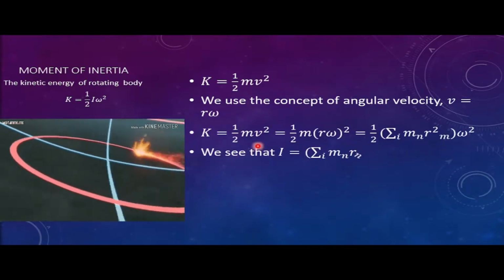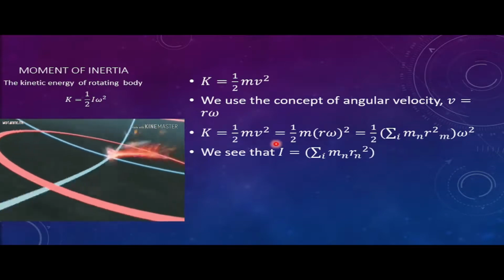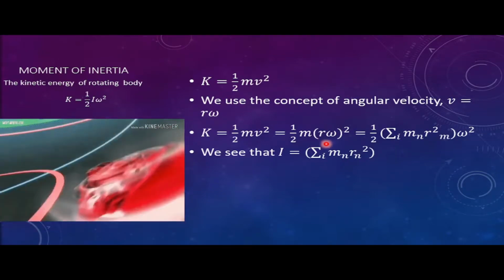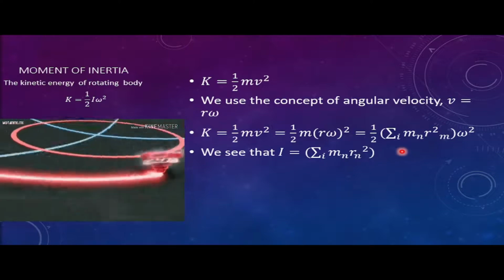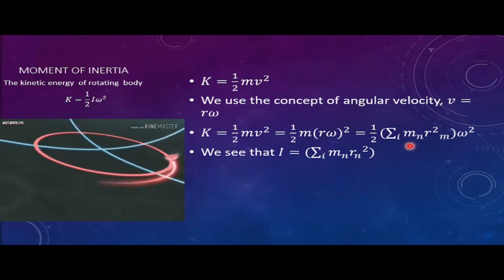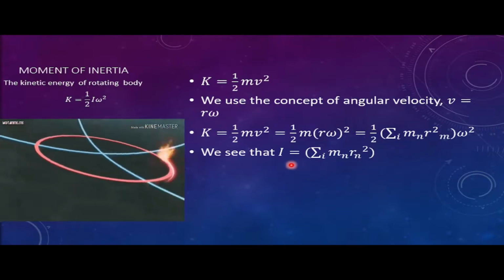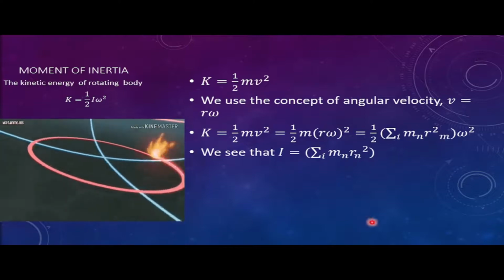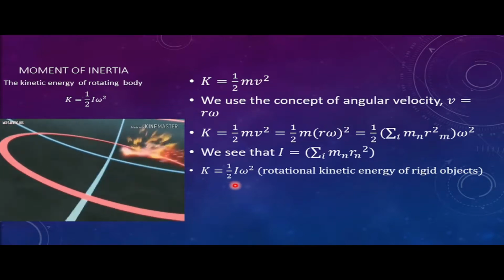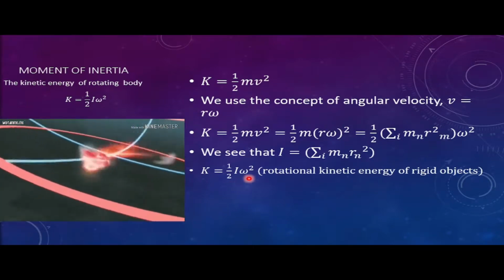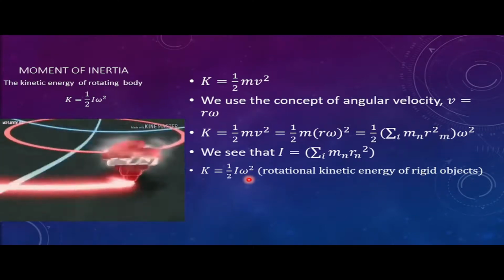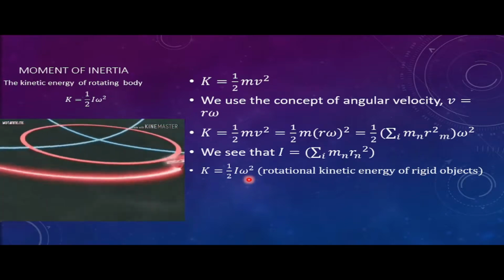K is equivalent to 1/2 mv squared. It's equivalent to 1/2 times the mass times r, and then you have to square that, and then you have to square this, and we will see that the sum arises again, and we can rewrite it as I for the moment of inertia. And therefore we have K is equivalent to 1/2 I omega squared as the formula for the kinetic energy due to the rotational motion of rigid objects.